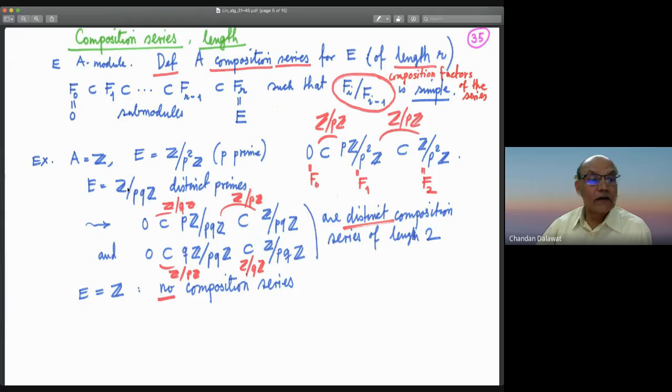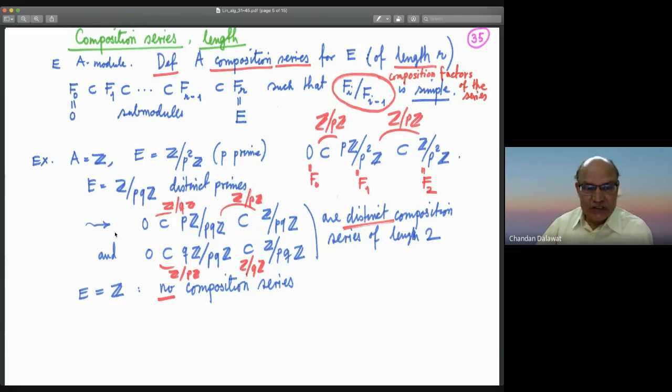Similarly, if E were Z modulo PQZ, where P and Q are distinct primes, then I have two composition series. 0 going to PZ modulo PQZ, going to the whole of Z modulo PQZ. Here the successive quotients are Z modulo QZ first, and then Z modulo PZ. And the other composition series is 0 containing QZ modulo PQZ, containing the whole of Z modulo PQZ. Here the successive quotients are Z modulo PZ first and Z modulo QZ second.